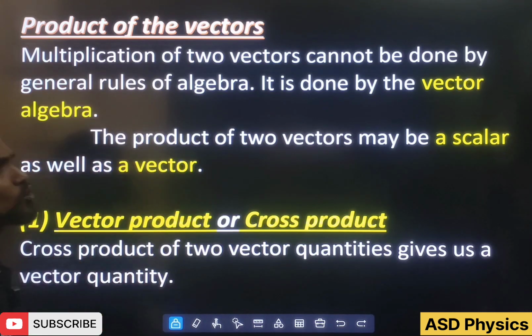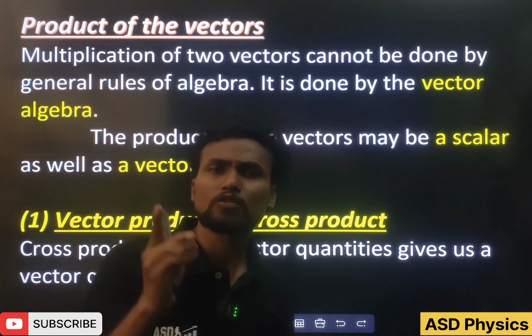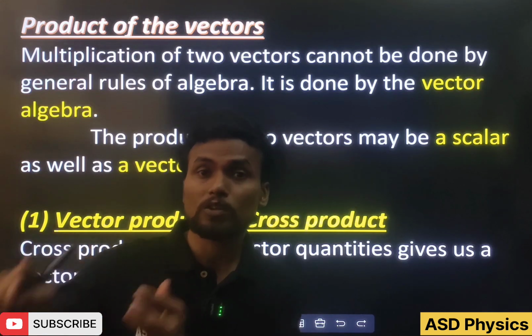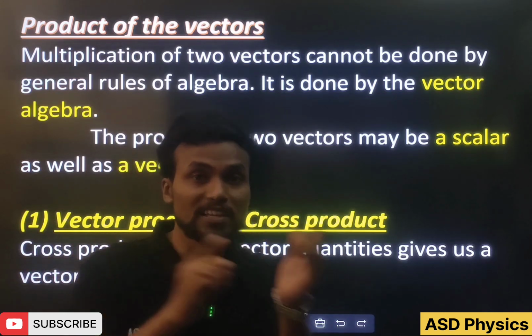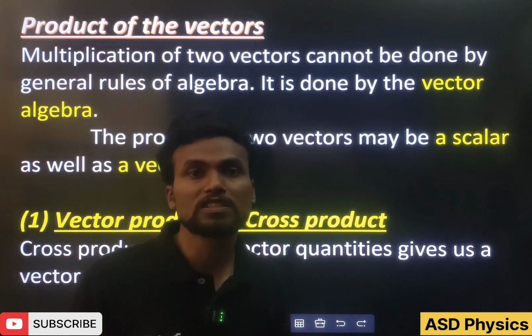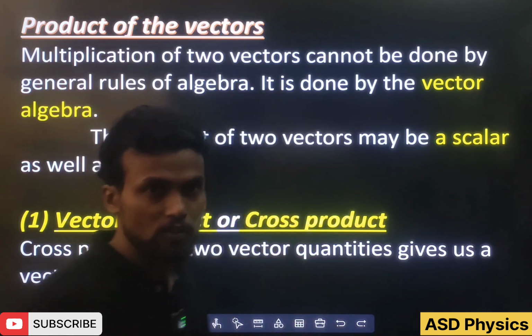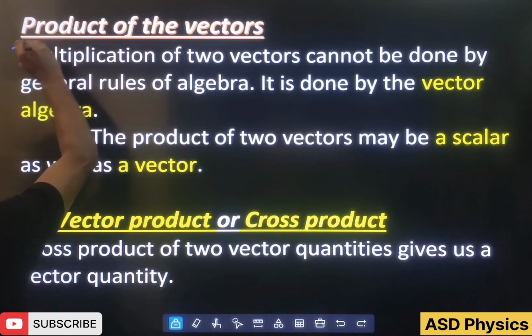Okay, so you know very well how many kinds of products there are. Two kinds of product. One is the dot product of vectors that we covered in the last class. In this class we are going to see the cross product of vectors. But first let's see the basics one by one.